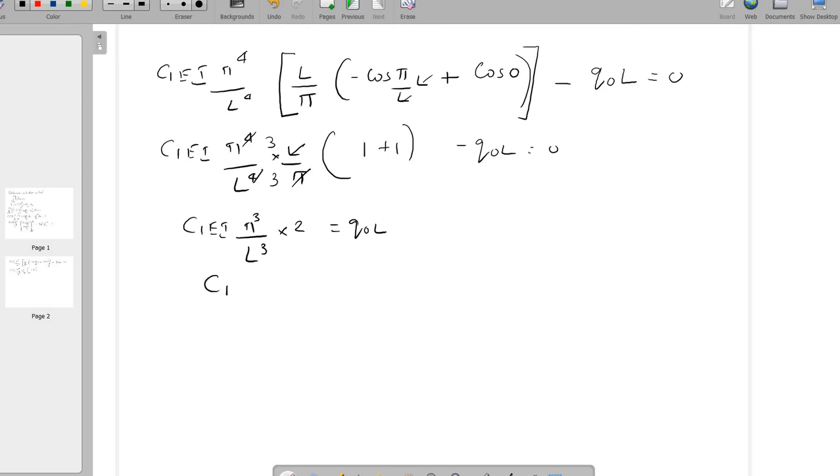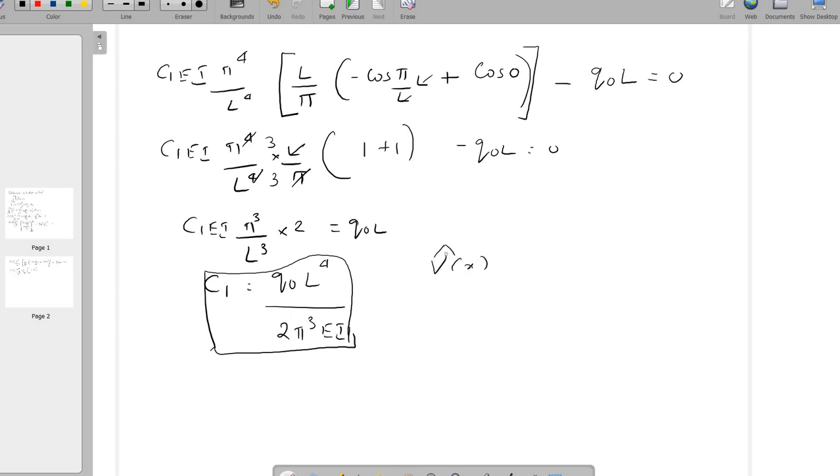So our aim is to find the value of the constant. So Q naught, if you cross multiply the L cube, already one L is there, gives Q naught L power 4 by 2 pi cube EI. So this is the value of the constant, so that we can complete the deflection equation. So the deflection equation V of x is in vector form, because it depends upon the point x.